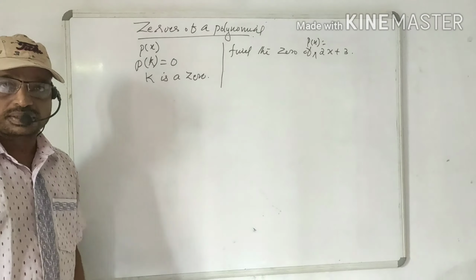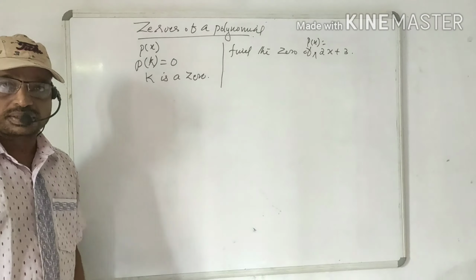And also here we can easily verify that p of 1. What is p of 1? p of 1 is equal to 1 square minus 1, that is 1 minus 1, 0. And what is p of minus 1? p of minus 1 is equal to minus 1 whole square minus 1. Minus 1 whole square is plus 1. 1 minus 1 is equal to 0. So for this polynomial p of x equal to x square minus 1, two zeros are there, which are x equal to plus 1 and x equal to minus 1.